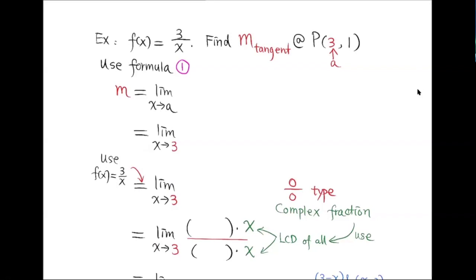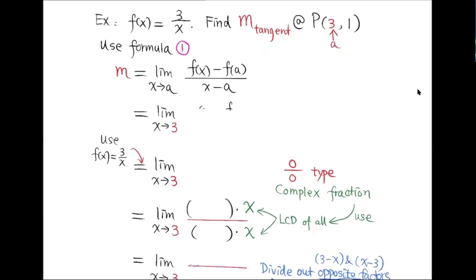Next example, f of x equal to 3 over x. Try to find the slope of the tangent at this point. This point satisfies this function, so it is a point on the curve. So let's use the first formula: m equals the limit of f of x minus f of a over x minus a. Okay, now we're going to substitute.